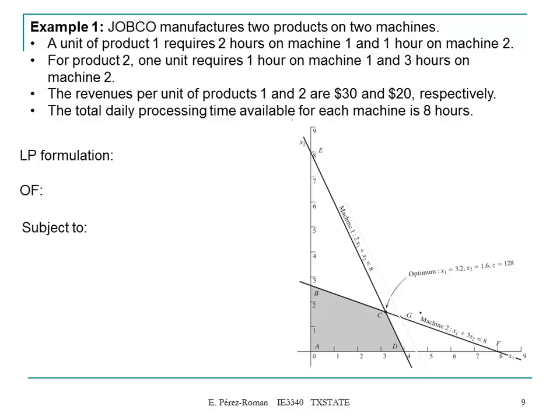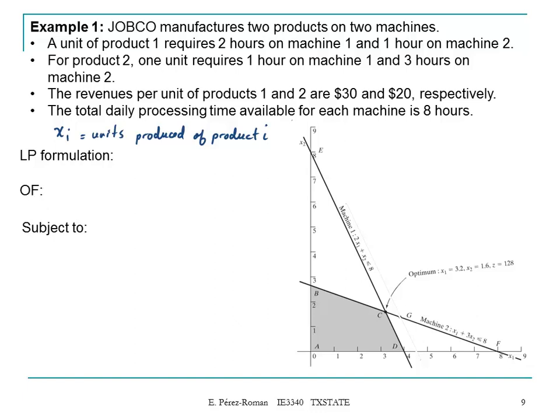Okay, so this should be a very easy problem to formulate. We know the revenue that we're going to get for producing each one of the products. So let me start by defining my decision variable. xi is the units produced of product i. Okay, so x1 represents the first product, x2 represents the second product.